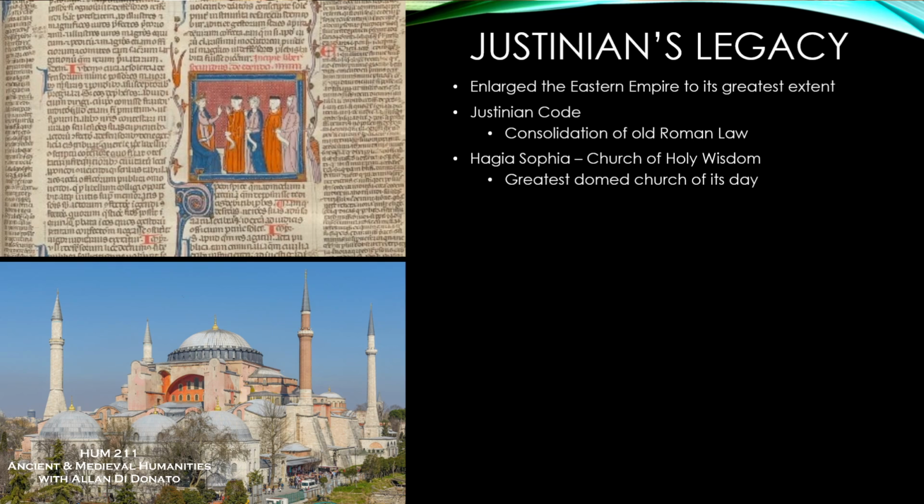Now, this is not the first Church of Holy Wisdom that was built. There was an earlier church that was built at the time of Constantine. It had been destroyed in those Nika revolts that I mentioned back in 532. And this new building was made by Isidore of Miletus and Anthemius of Tralles, who were hired to build a new domed version of the church. And it was the greatest domed building of its day.